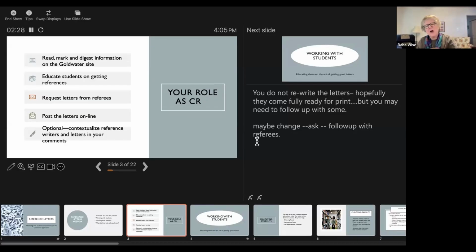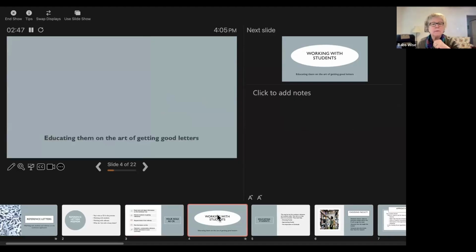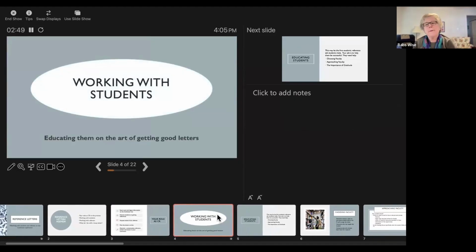And then there's an optional little job that you can do, which helps with the reference letters and helps make them better, I think, is that you can, in your CR statement, contextualize what is being said in these letters. So first, let's talk about working with students.